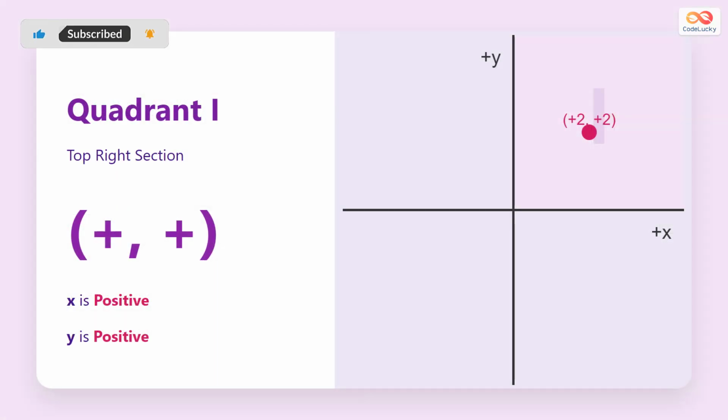The two axes divide the plane into four distinct sections called quadrants. We number them counterclockwise using Roman numerals. This is Quadrant I, located in the top right. Here, both x and y are positive.